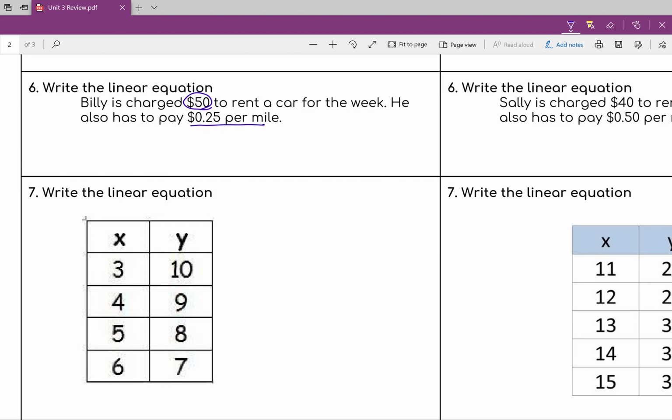So remember the word per tells us that the word after it is our x. So we would write this as y = 0.25x + 50. Because that x can change. That x is how many miles he's driving. But that 50 will never change. That's our answer.